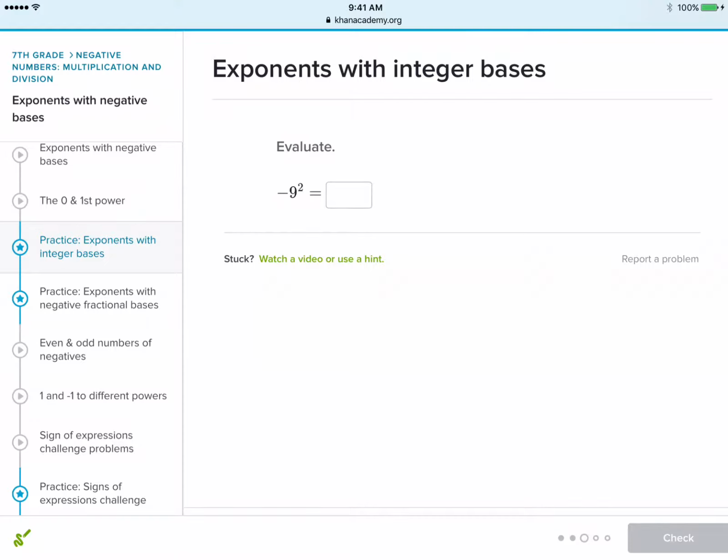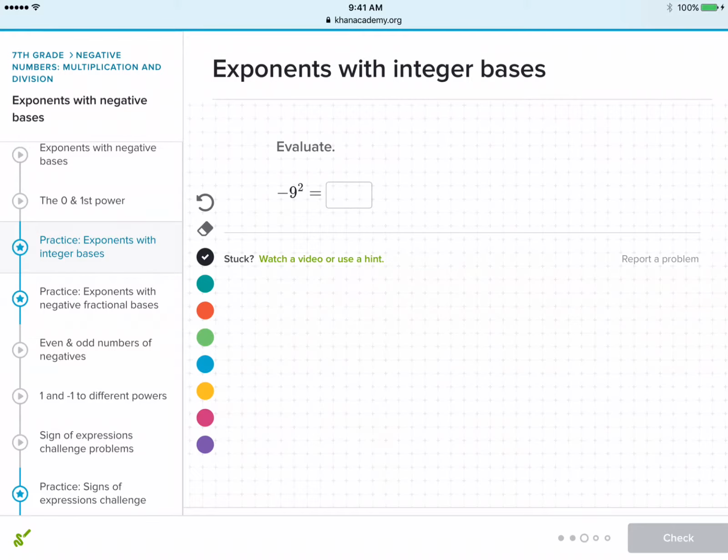Today we're going to look at exponents with integer bases. Now this first one starting off here is a little bit tricky because I do have a negative on the outside. I'm just going to put it off to the side and save it for later, and I'll explain to you in a couple minutes why that is. So I'm going to just ignore that negative for the time being.